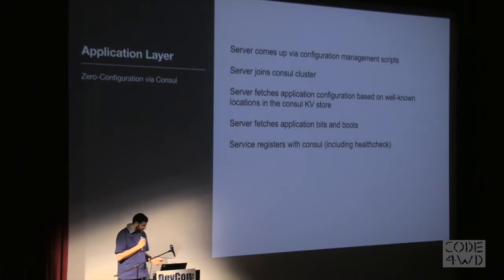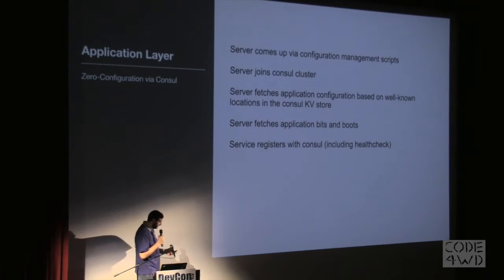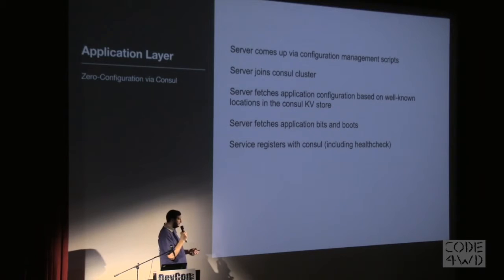So what does the workflow look like when we're booting up an instance like this using Consul? The first thing that's going to happen, which I didn't put, is we're going to get the IP from Amazon. Then the server's going to come up via our configuration management system. We use Chef.